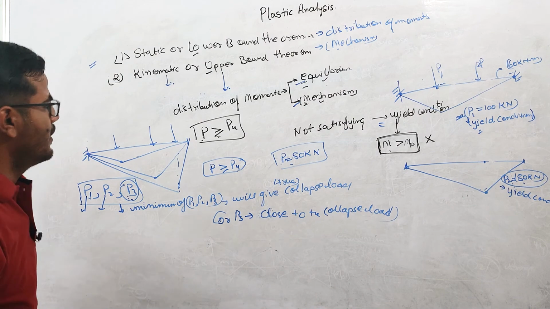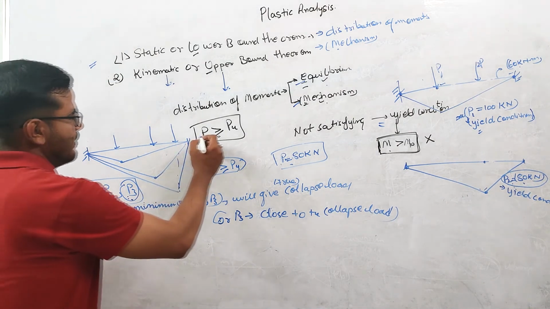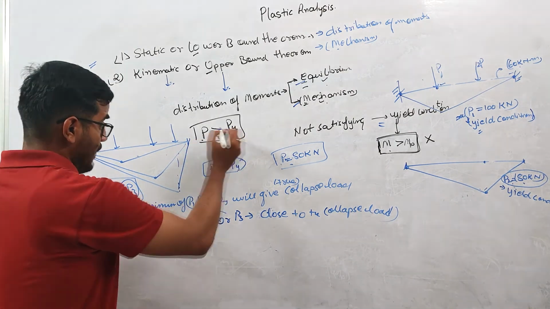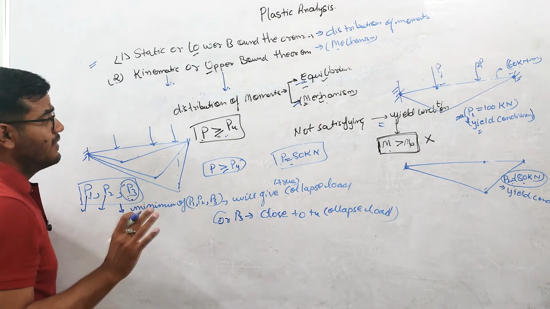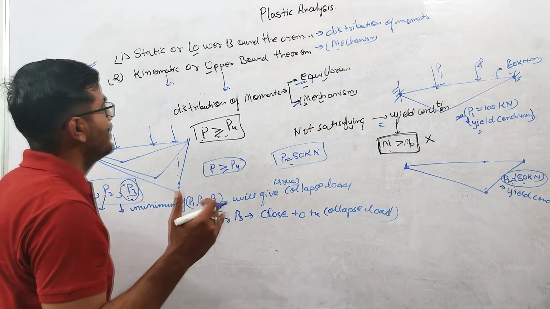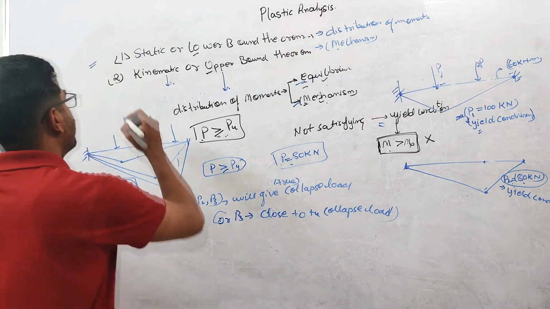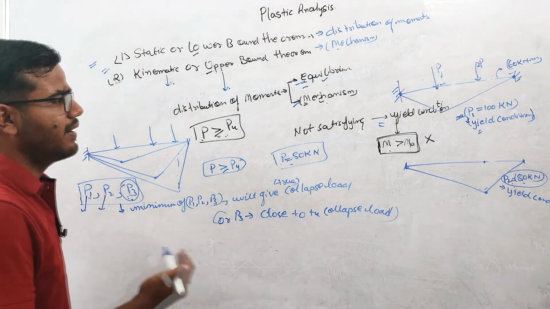So I hope you understood why this Pu is greater than the collapse load in case of the kinematic theorem, and why this P load will be less than the true collapse load in case of the static theorem. If you have any doubt regarding this, you can write in the comment section.